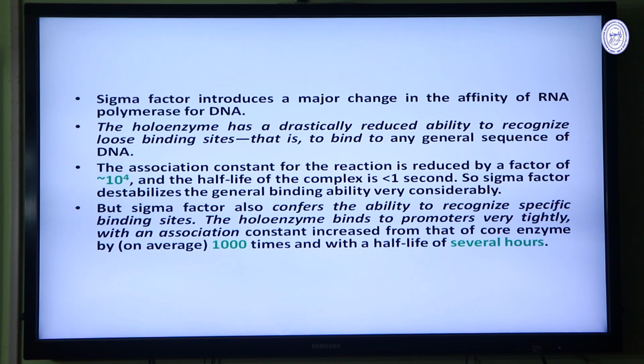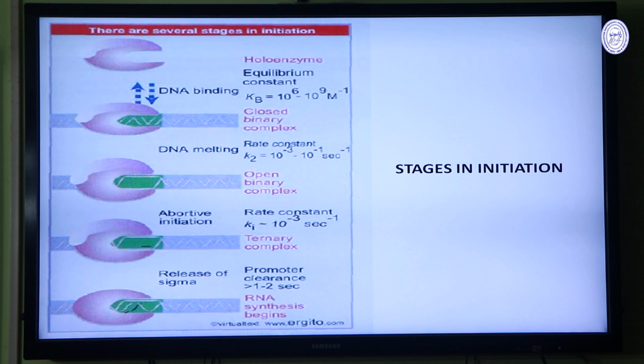It confers the ability to recognize the specific binding sites with a very high association constant, and the association constant will be increased for that enzyme by almost 1000 times, and the half life will be several hours. So, it is a very tight binding, very specific binding and very stable binding.